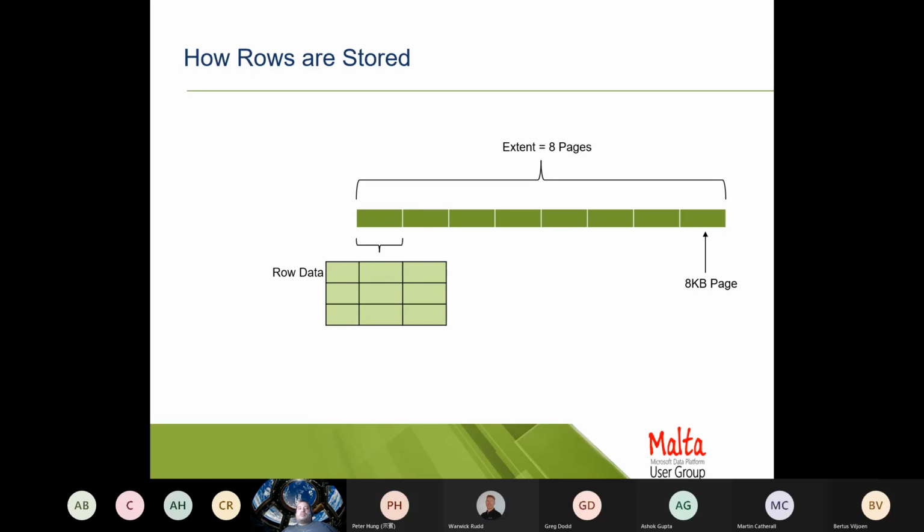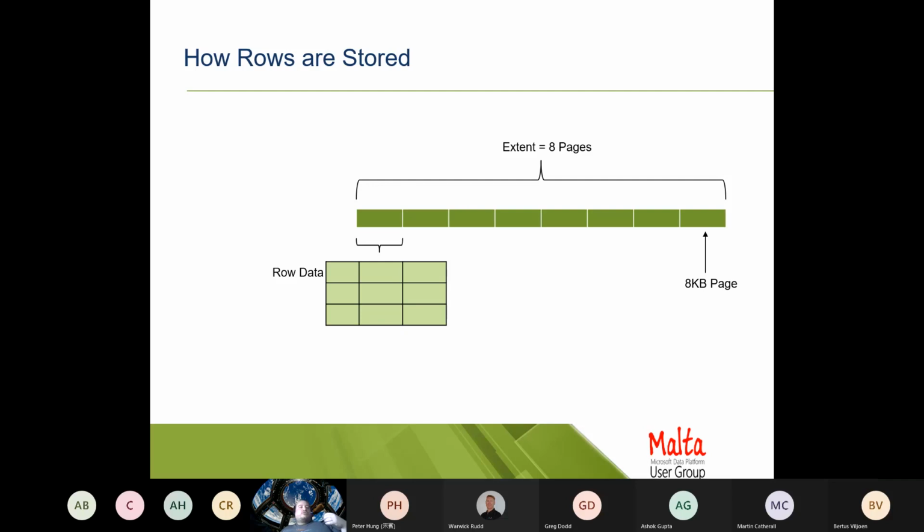It's quite the same. The structure is different, of course, but it's quite the same. The MDF file is structured in extents, and each extent is a set of 8 pages. And the page has 8 kilobytes of space. So each page has 8 kilobytes and each extent has 8 pages. The rows will be stored inside the pages.